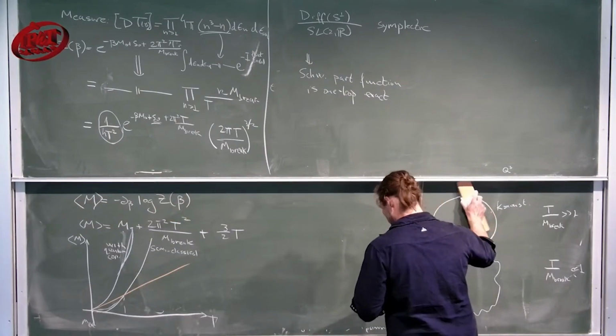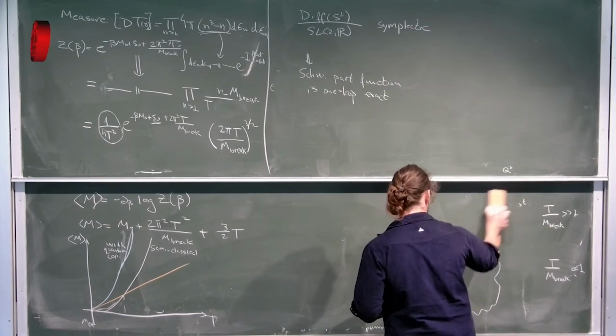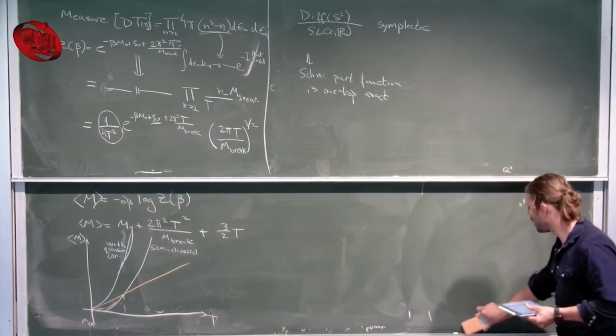Great. Is the 3/2 important? Could any linear behavior work here?